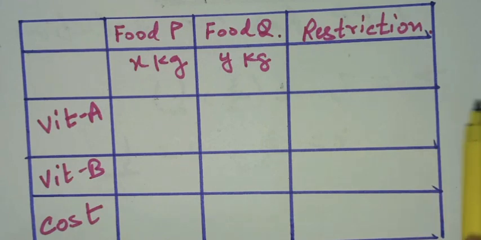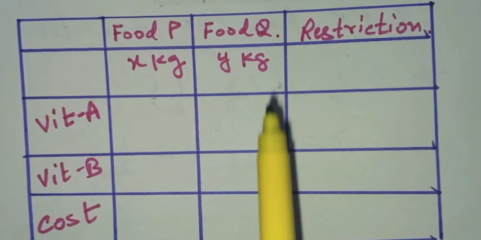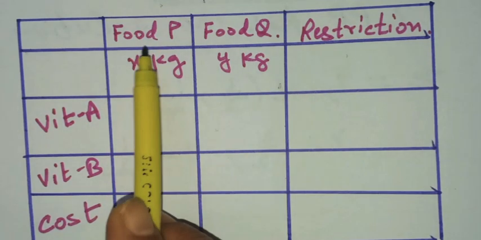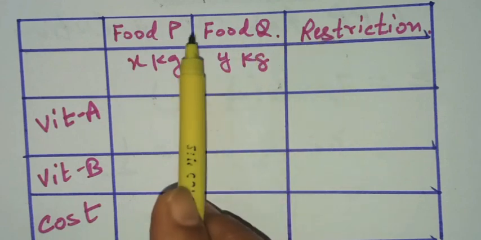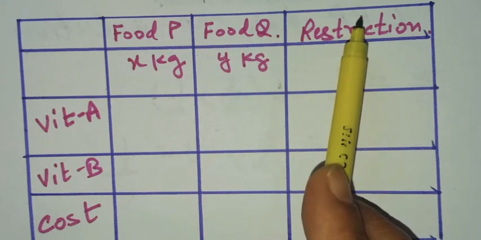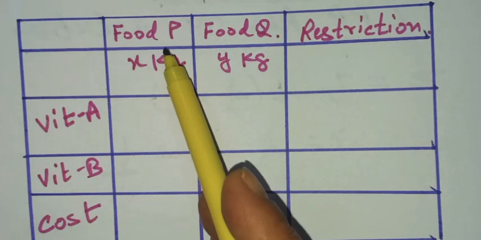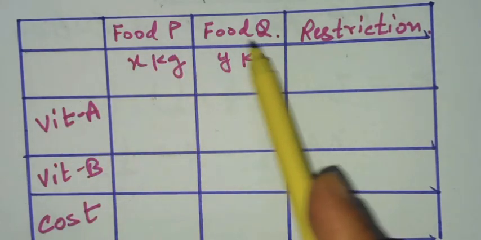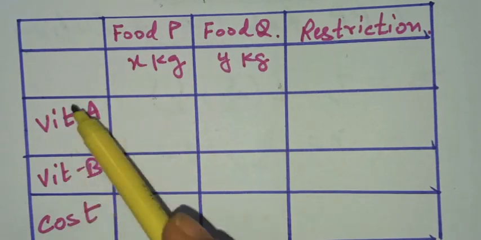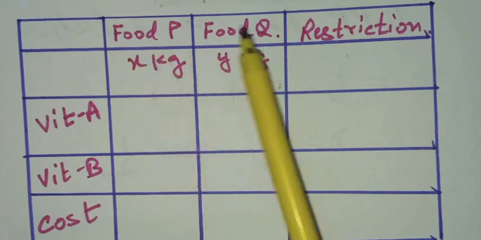As you can see, we shall form the table in every question in such a manner that the main contents that we are mixing will be written here in the horizontal line, and its constituents, whatever is common between these two foods, are written in this vertical line. These are the two main items that we are going to mix.